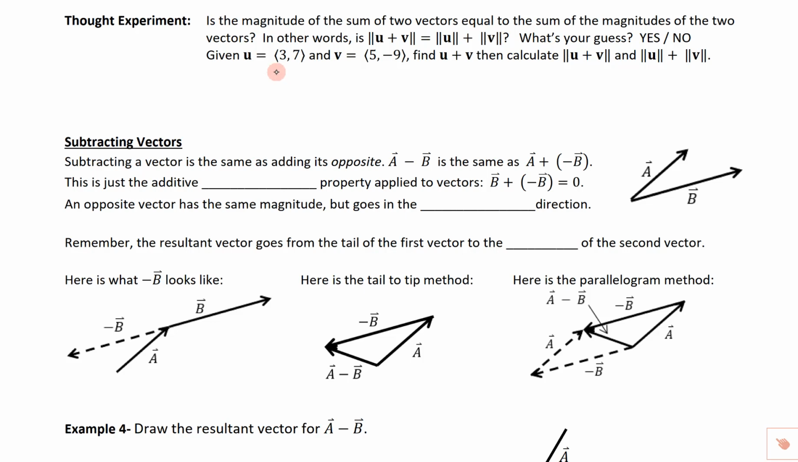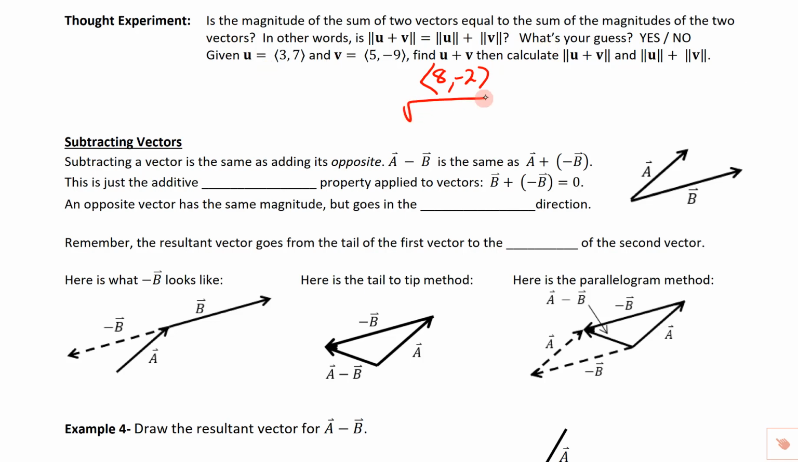So on this one, let's do u plus v. So u plus v in component form is going to look like this. We're just going to add the components, so that's going to be an 8. Add those components, so that's going to be a -2. And then it says calculate the magnitude of u plus v, so we're going to find the magnitude of that, the magnitude of u, and the magnitude of v.